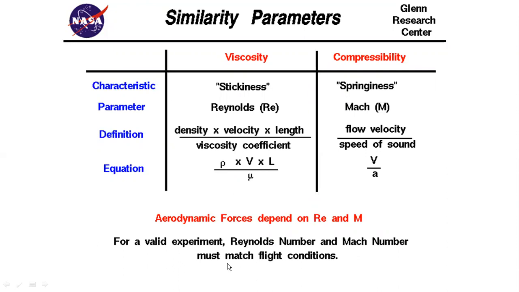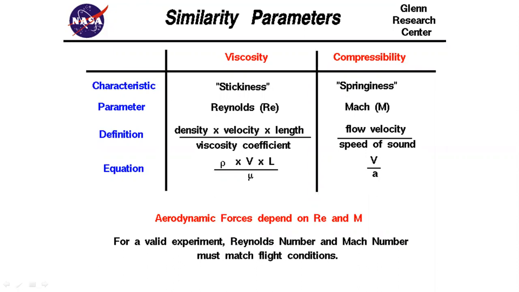So when you change the model scale, you change Reynolds number. When you change flow speed in the wind tunnel, you change both Reynolds and Mach. And when you need to tailor Reynolds and Mach to flight condition, you have not only size and speed, you have to manipulate density and viscosity coefficient or the speed of sound.